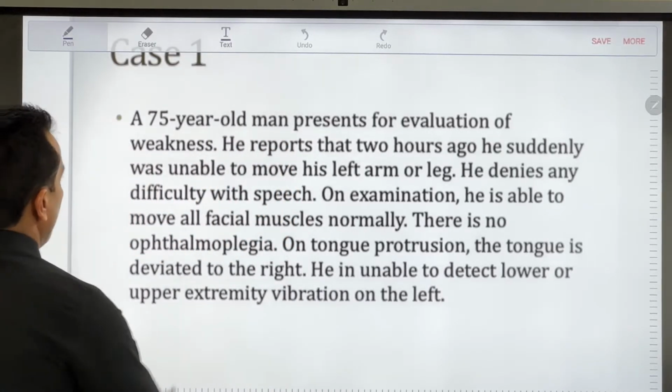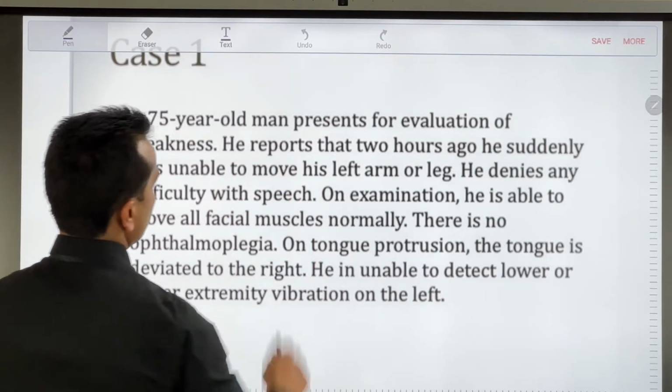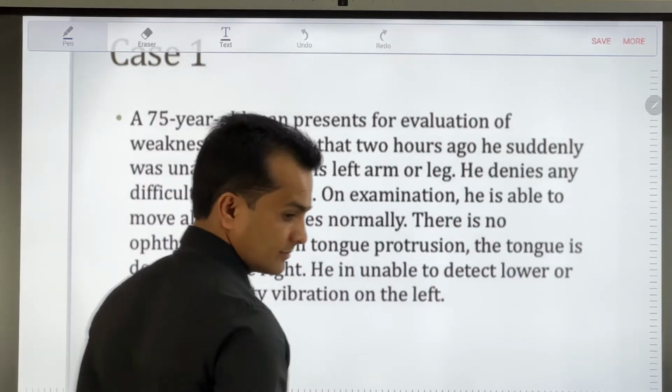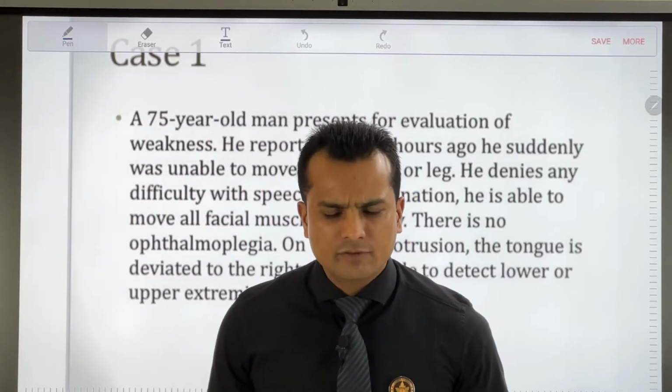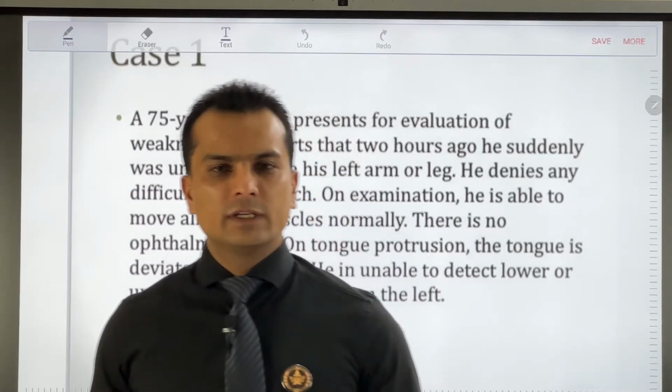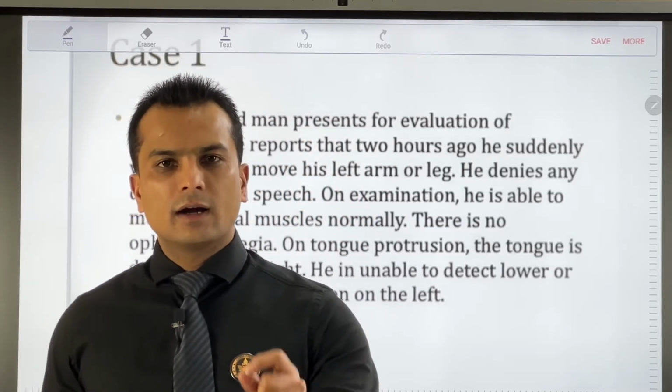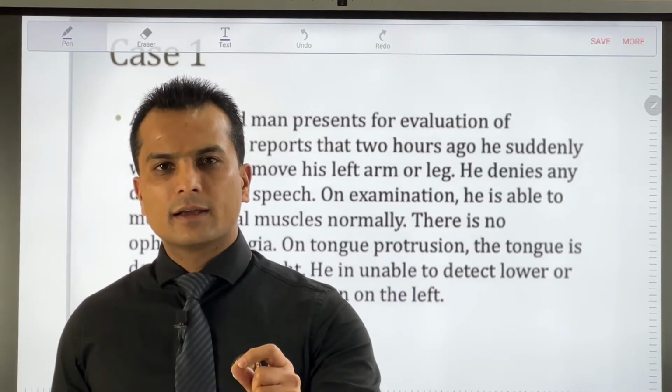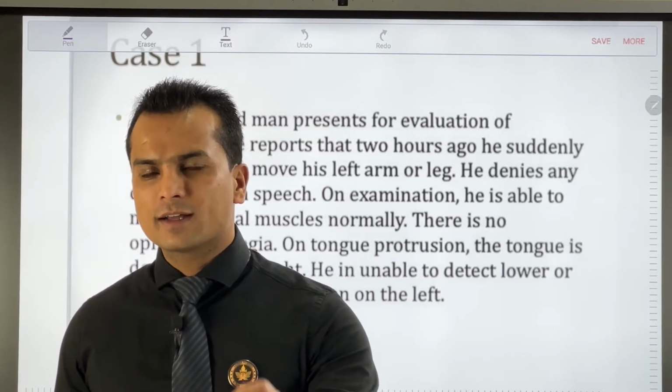A 75-year-old man presents for evaluation of weakness. It means the old man is having a stroke, or CVA.